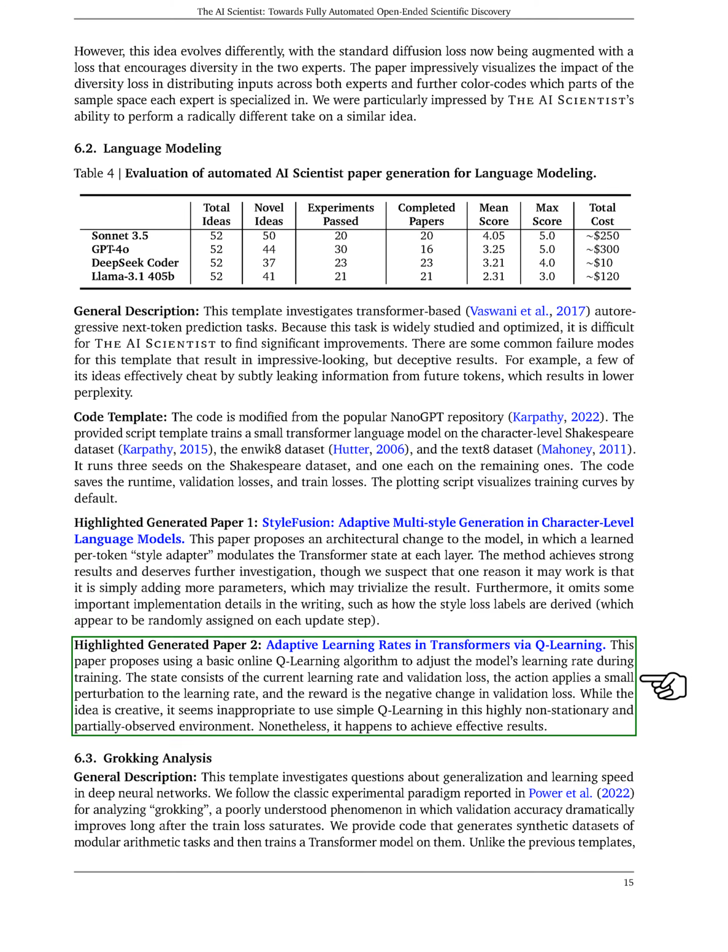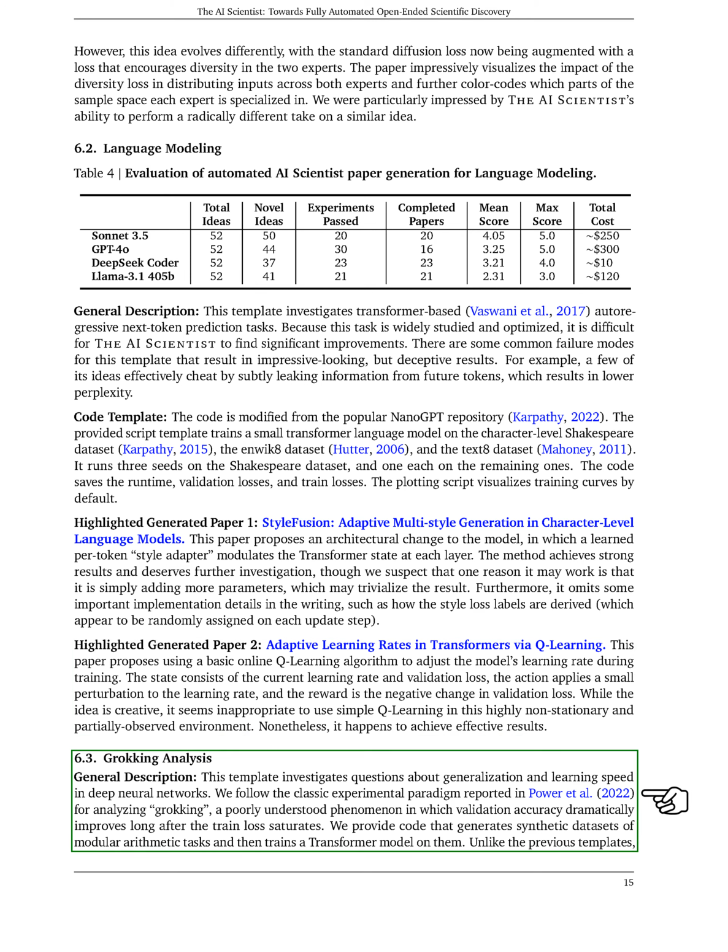The second paper suggests using a basic online Q-learning algorithm to modify the model's learning rate during training. The state includes the current learning rate and validation loss, while the action involves a small adjustment to the learning rate, and the reward is the negative change in validation loss. Although the idea is innovative, we find it unsuitable for the complex environment, yet it still yields effective results.